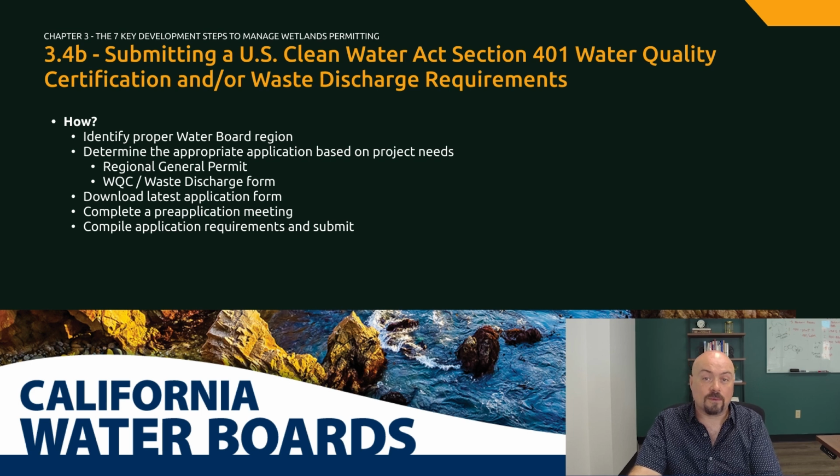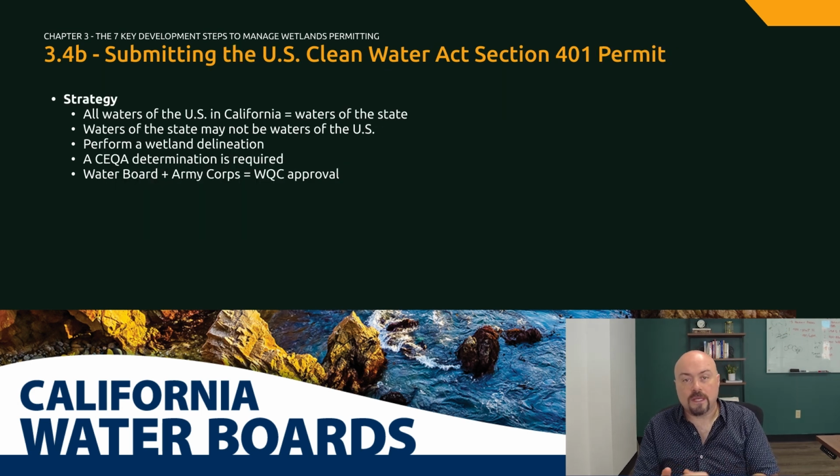When working with the Water Board, it is important to keep in mind that all waters of the U.S. in California are also known as waters of the state. However, you may also have wetlands or other waters on your property that are considered waters of the state, but not waters of the U.S. Therefore, you want to make sure that you perform a wetland delineation that examines both waters of the state and waters of the U.S. so that you know exactly what you need to do for your permits.